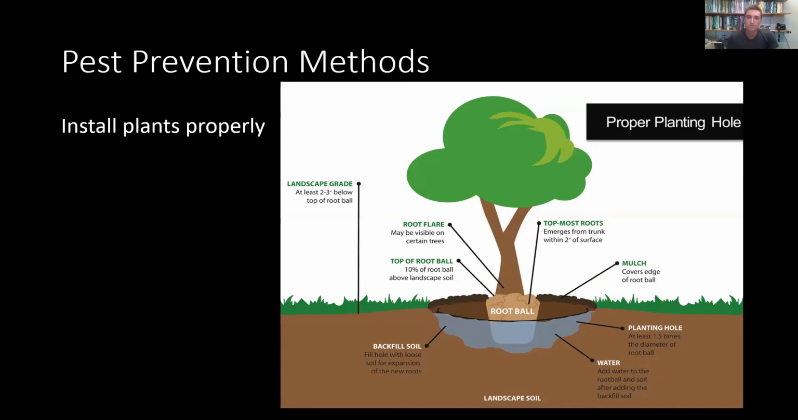We want to be making sure we're planting at the proper depth, not too deep, not too shallow. We want to make sure we prepare the soil around the root ball. So we're going out to the proper width of planting and the proper depth of planting in how we dig and prepare that soil. We want to think about how we amend or do not amend the planting hole.